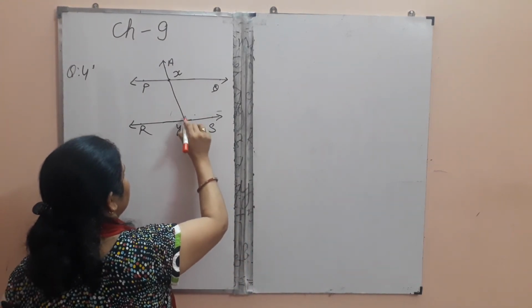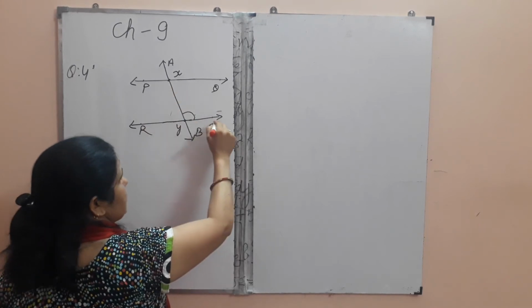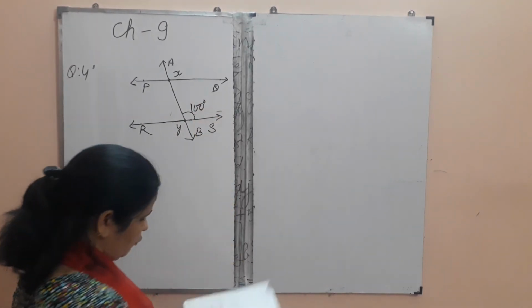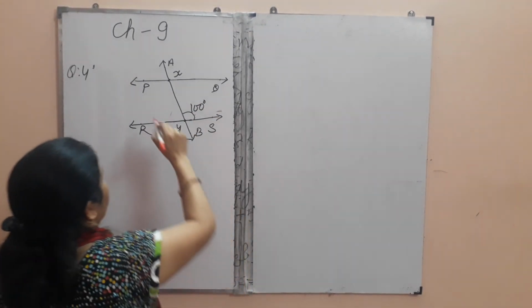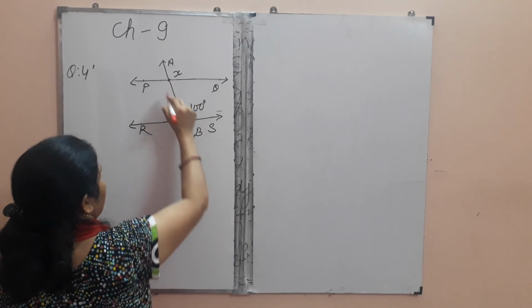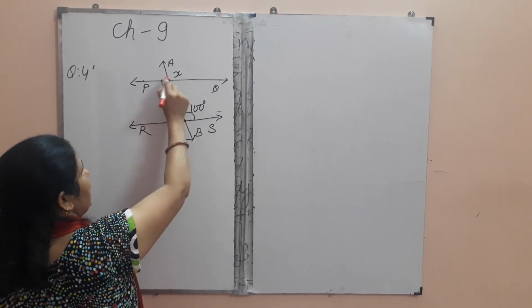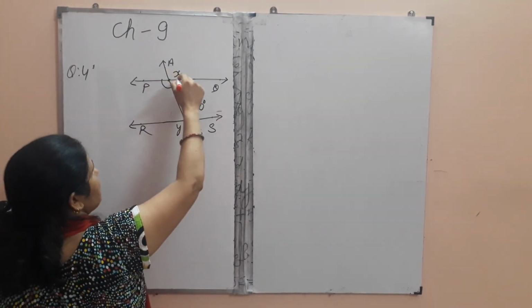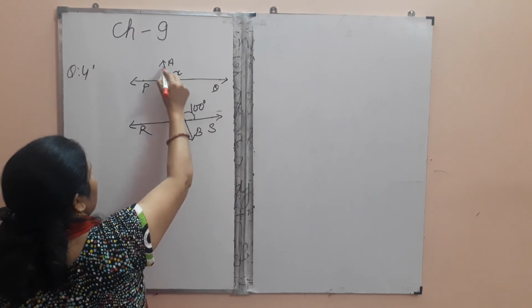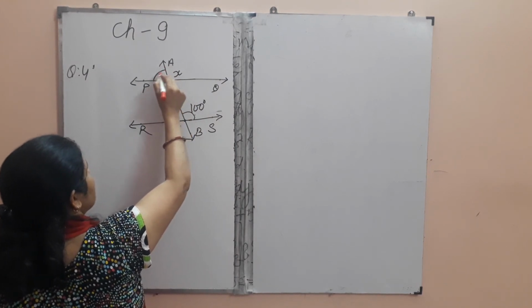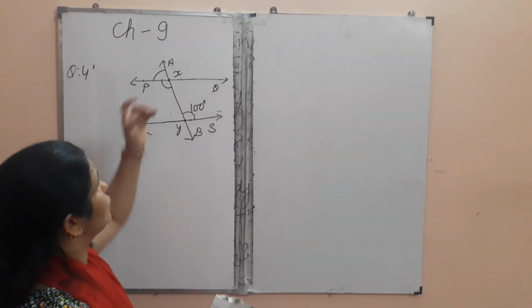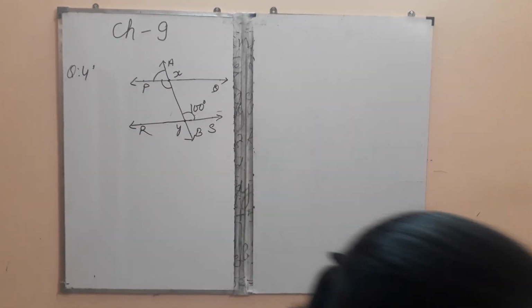We are writing here: angle XYS is 100 degrees. Then you have to find out PXY. PXY is this. And angle AXP. These two angles you have to find out, PXY and AXP. So how will you find them?